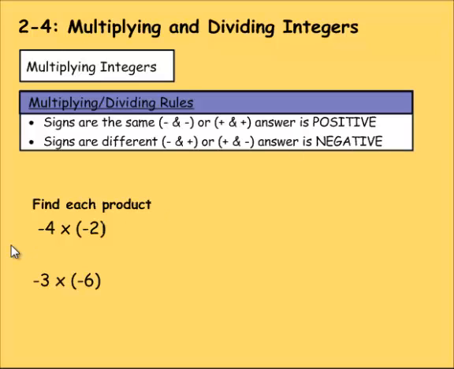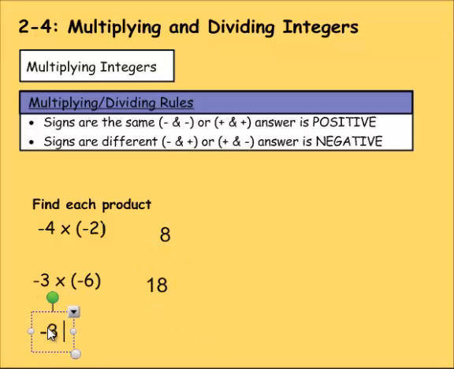So let's look at these ones. We have negative 4 times negative 2. I see a negative and a negative, which means the answer is going to be positive. 4 times 2 is 8, so our answer would be positive 8. Here we have negative 3 times negative 6. Same deal. A negative and a negative, so the answer again is going to be positive. 3 times 6 is 18, so our answer will be positive 18.